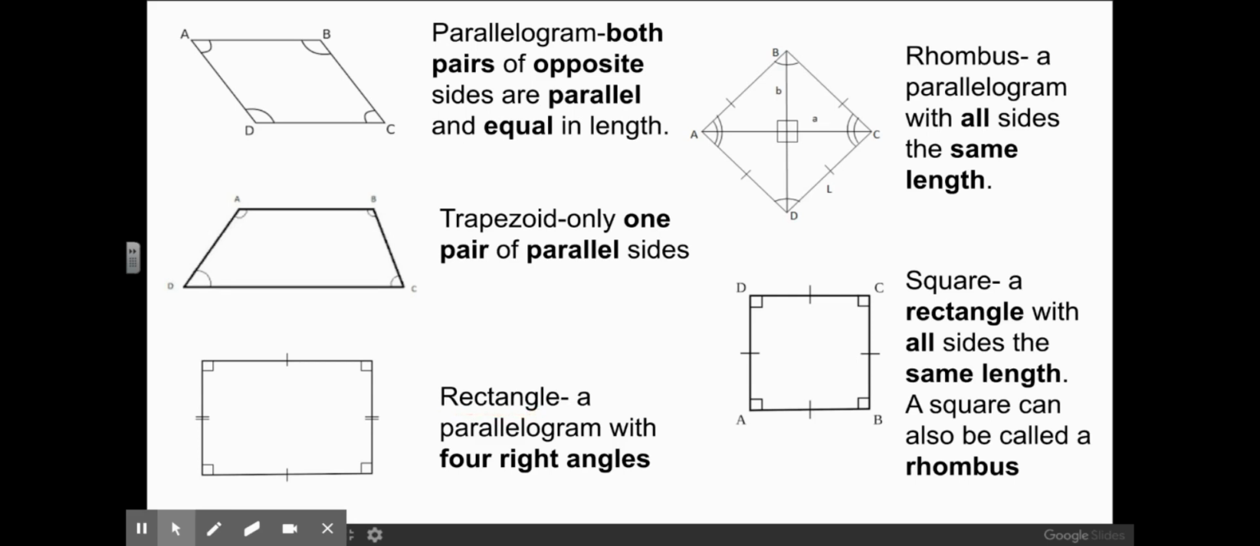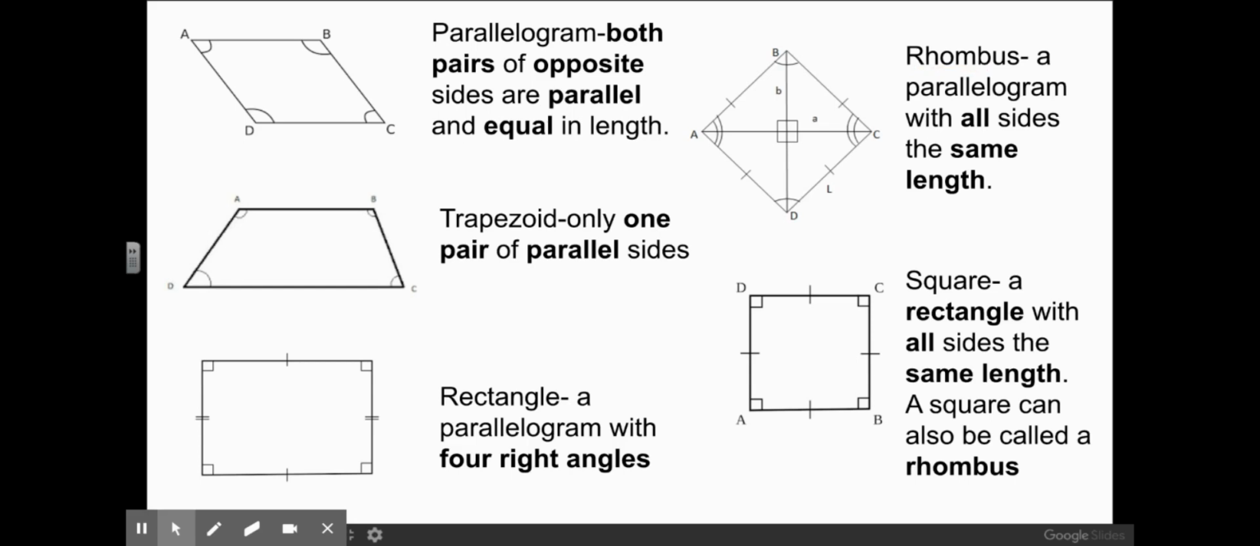Then we have rectangle. It says a parallelogram. Remember, parallelogram says that it has both pairs of opposite sides that are parallel and equal in length. So if you notice, this one is equal to that one and they're parallel. This one is equal to that one and they're parallel. So a rectangle is a parallelogram with 4 right angles. Notice that it doesn't say anything about its sides. It just says that the angles are right angles. And we'll get back to that in a minute.